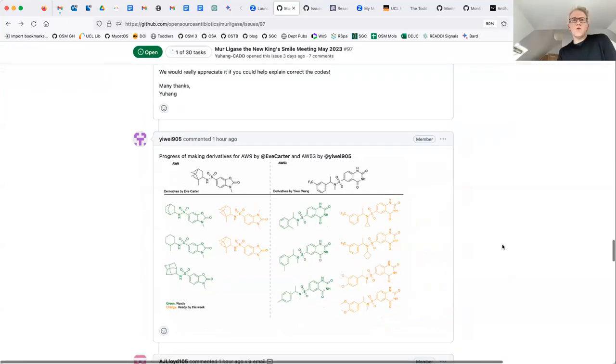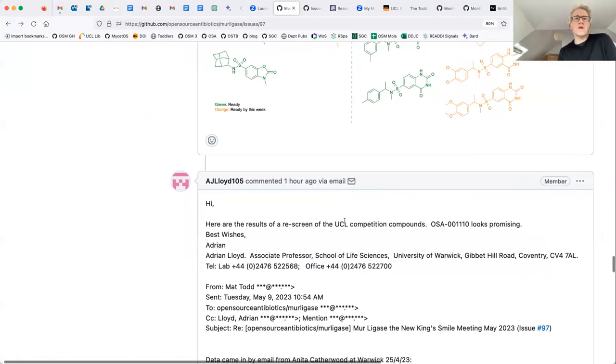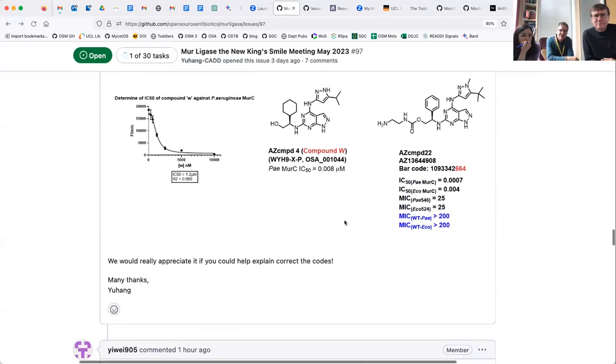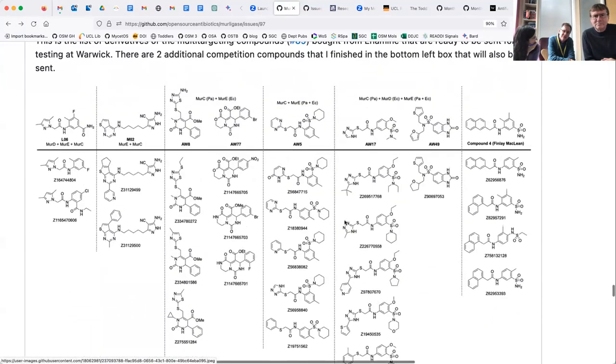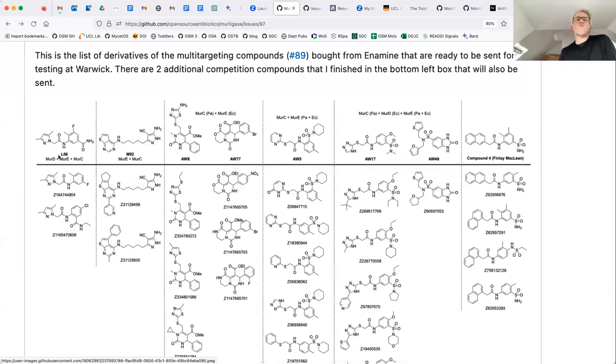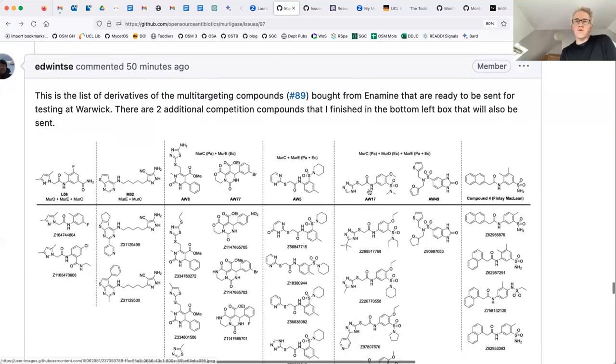There was one other compound there. So that's the AW9 and AW53, and my memory's going to fail me here. So all these are directed against MurD or specifically? I think these are the multi-targeting ones. Oh, sorry, the competition compounds, yes. But these ones were derived from the multi-targeting hits, and what they hit is up.